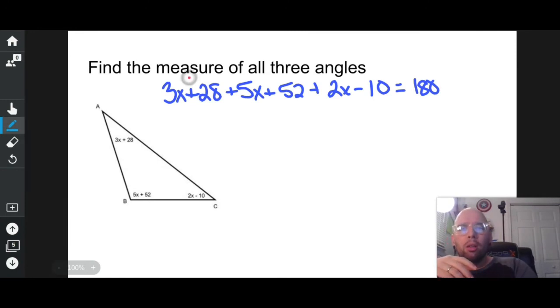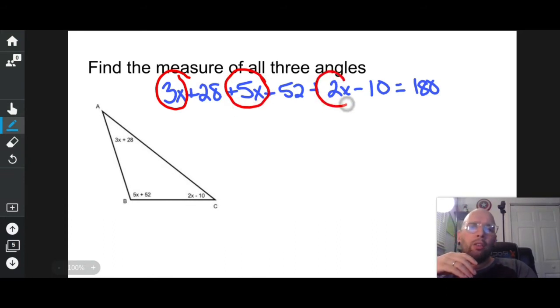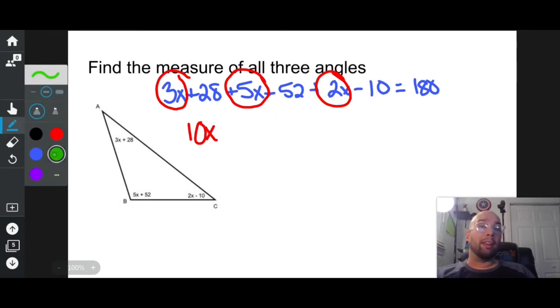I have a 3x on the left. I also have a positive 5x on the left. And I also have a positive 2x on the left. 3 plus 5 plus 2 is 10, so 3x plus 5x plus 2x is 10x.